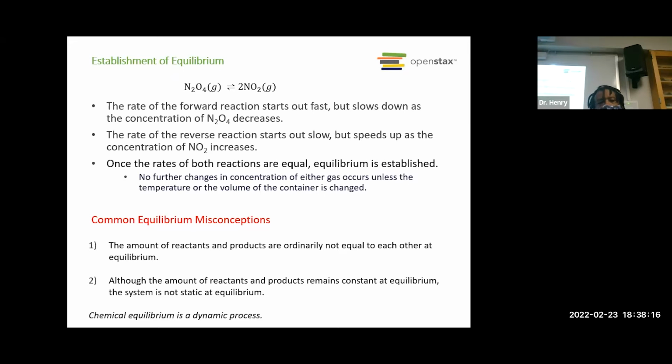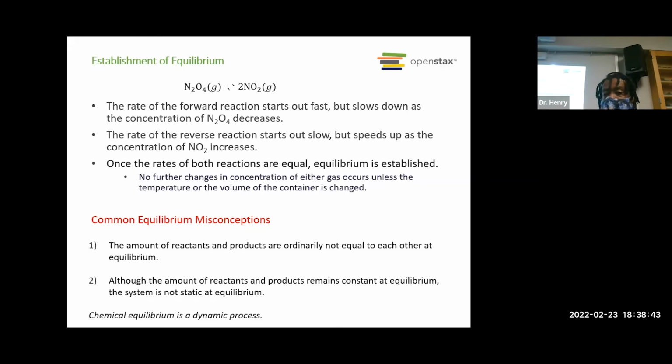And this is just basically saying what I just said. Now, some of the major misconceptions are that the amounts of the reactants and products aren't normally going to be equal to each other. A lot of people think since they're in equilibrium, your products and your reactants are going to be equal to each other. No, it's not that. It's the rates that are going to be equal to each other.